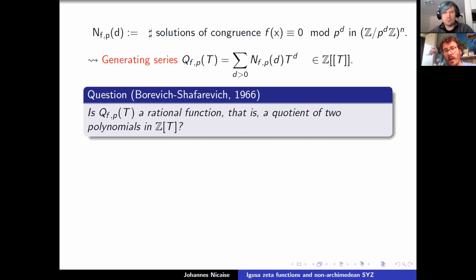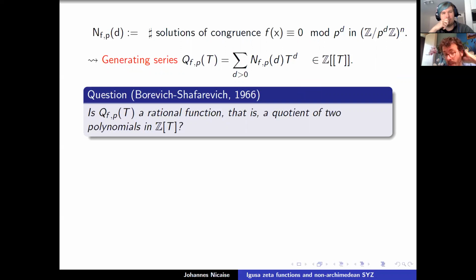One type of pattern that can occur is some kind of recursive pattern that causes this series to be rational. That question was raised by Borevich and Shafarevich in '66. Is this a rational function? Is it a quotient of two polynomials with integer coefficients?